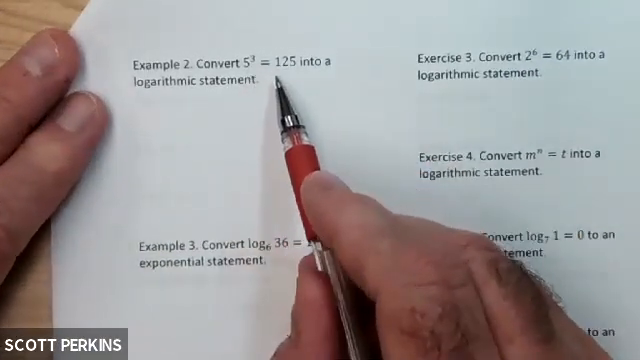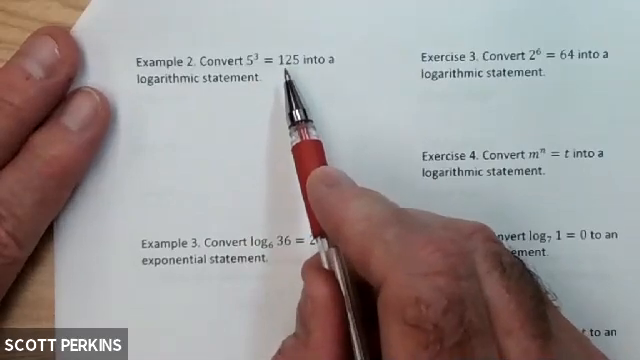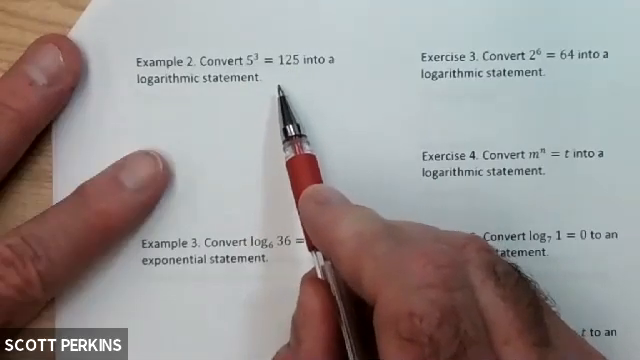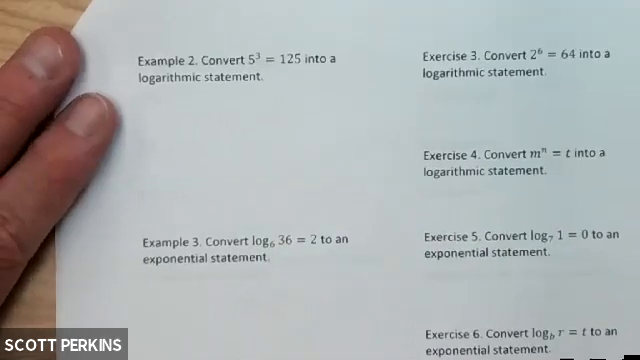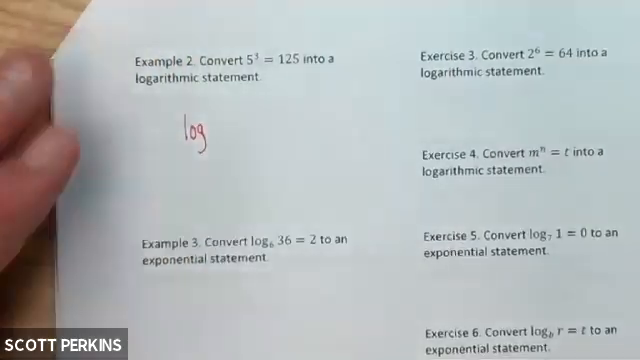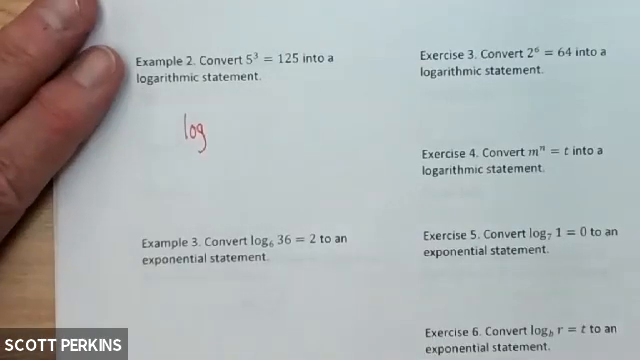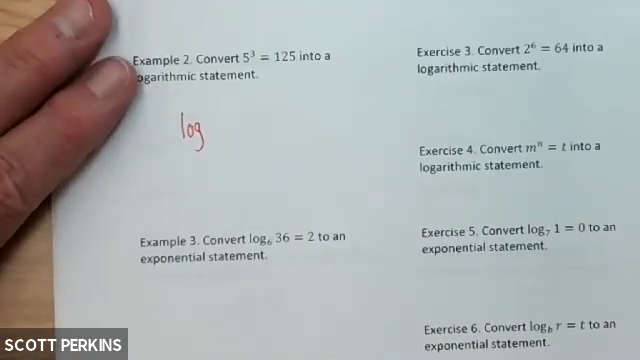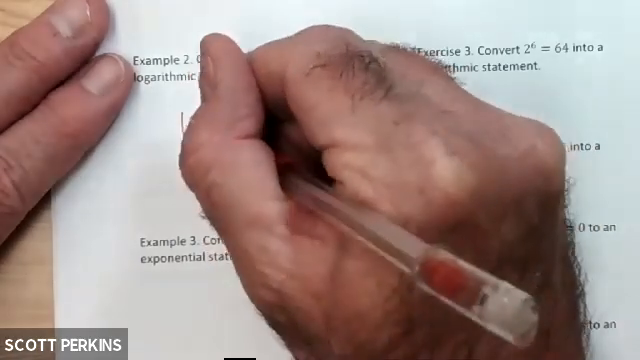5 to the third equals 125. That is a true statement. There's nothing mysterious about it. We're just going to write it as a logarithm. So, okay, here we go. The logarithm. Help me out. What's the base of my logarithm going to be? 5. It's the same as the base of the exponential.